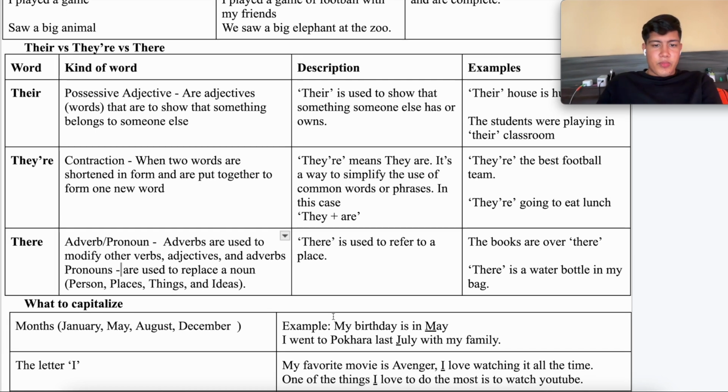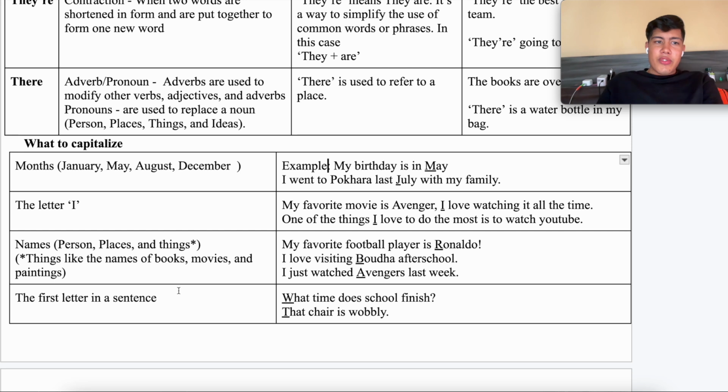But let's talk about the next part. What to capitalize. Now, I don't really need to review this. I think everyone should be able to understand this. I'm going to do it really quickly, but let's talk about it.